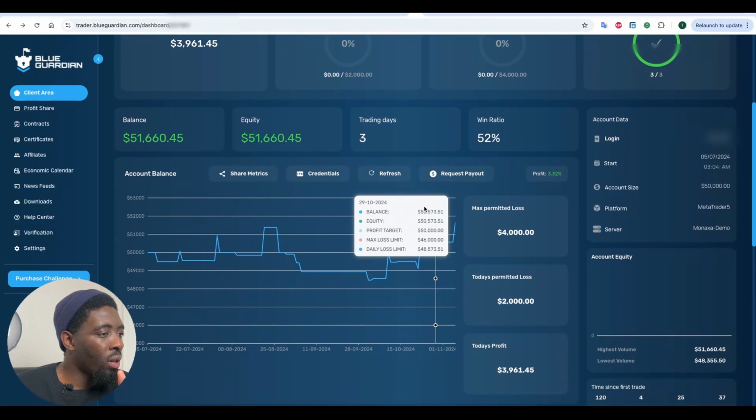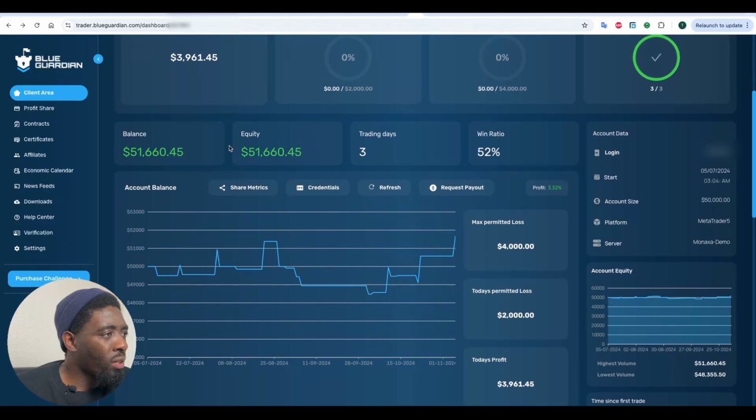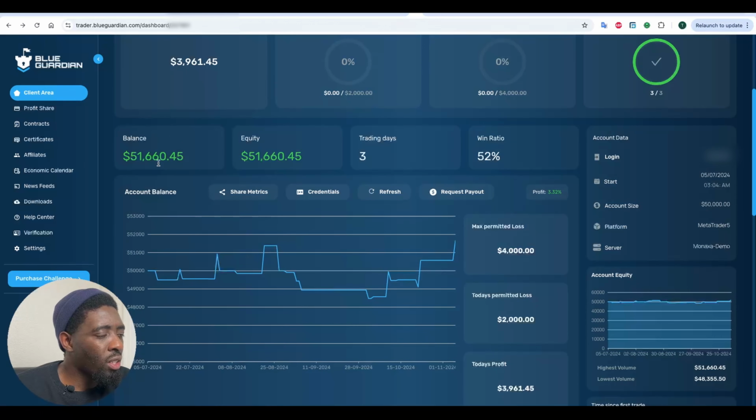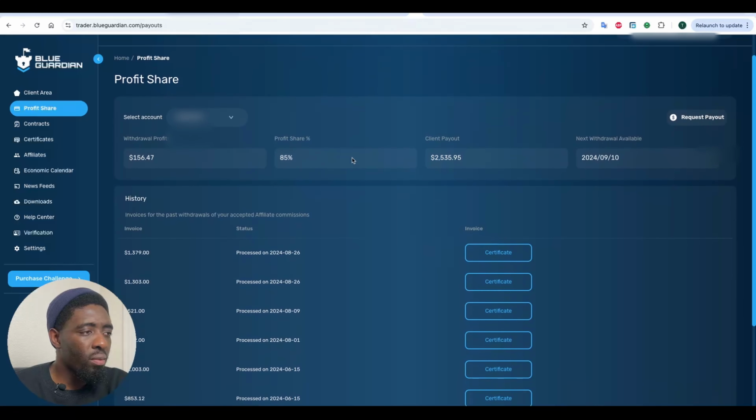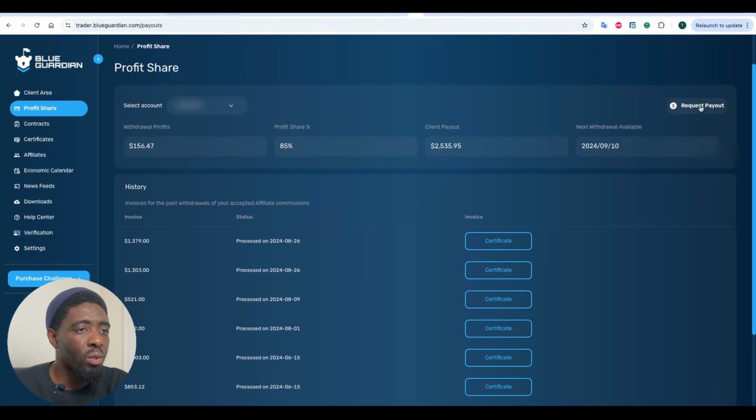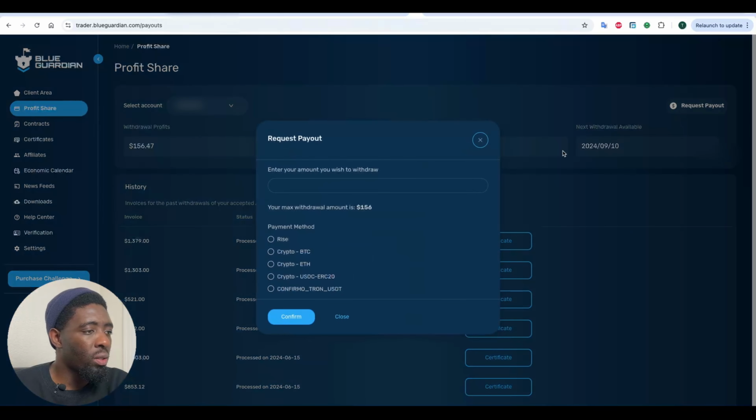Okay. All right, so this account right here, I have about 1,660, so I can get about, yeah, I can get something like this. So let's go. I'm going to do this right here. All right, cool. So let's do request payout right here. So your max withdrawal amount is 156. All right, let me pause this and look at what's happening.